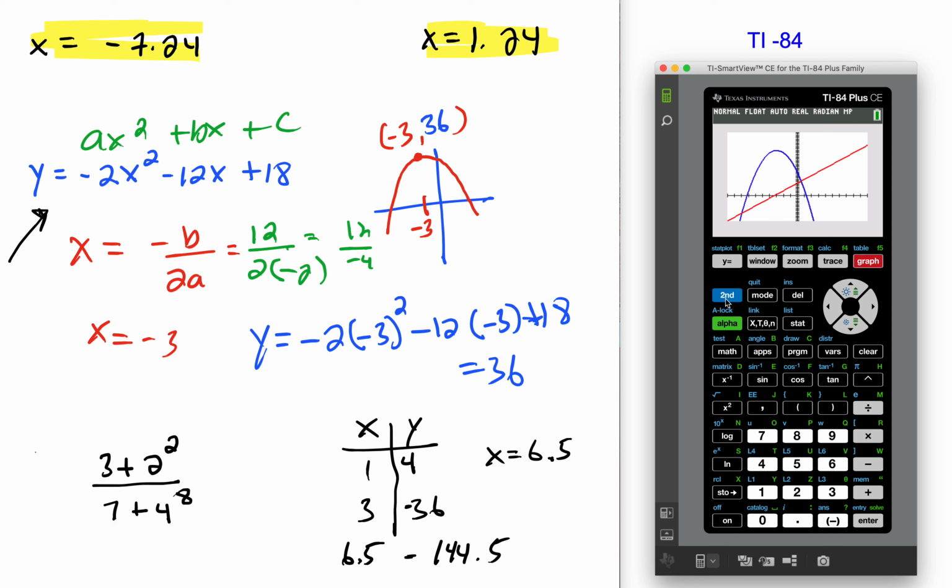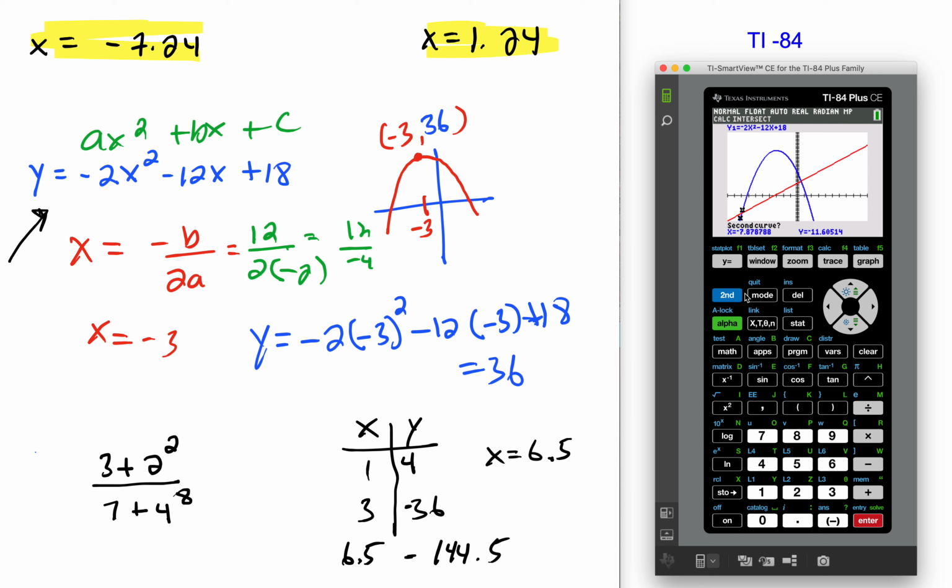All right, so go to second, calculate. Now we're going to use intersect right here. Okay, so let's do the left one first. So I'm going to go all the way over here. It says first curve. I'm going to go to the left of it. So you want to get to the left of that point of intersection. Enter. Second curve, go to the right. Go right there. Hope I'm doing that right. Right there. And hit enter again. Did I do it right?